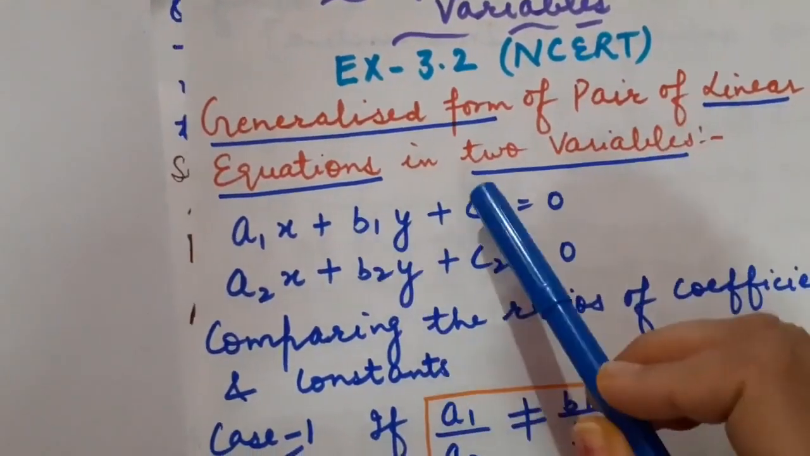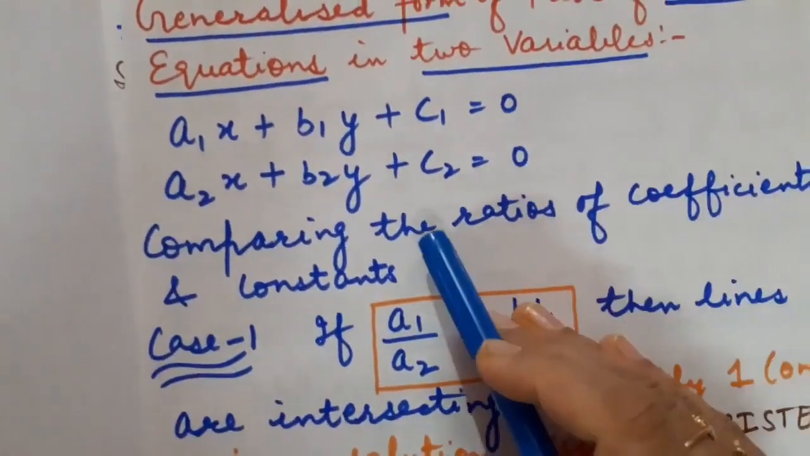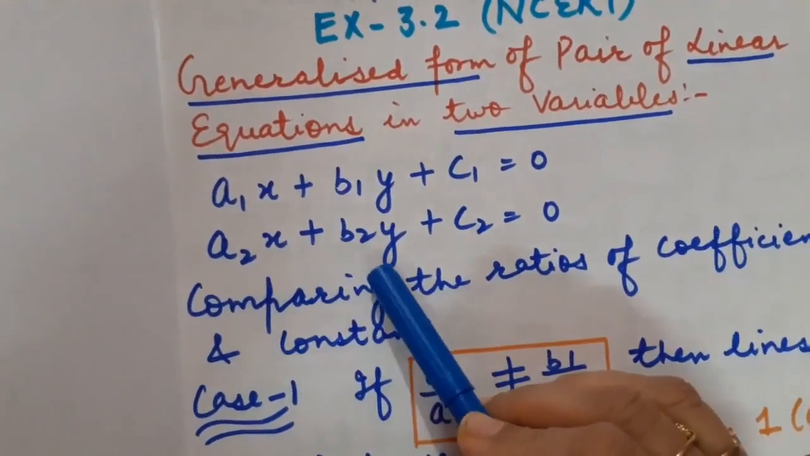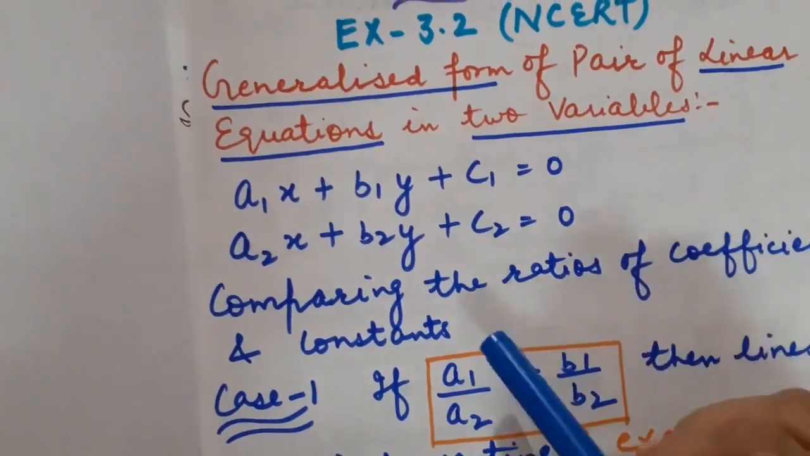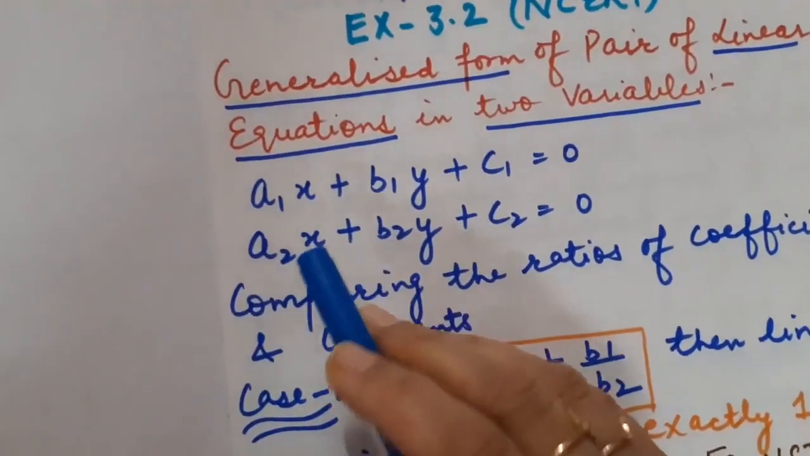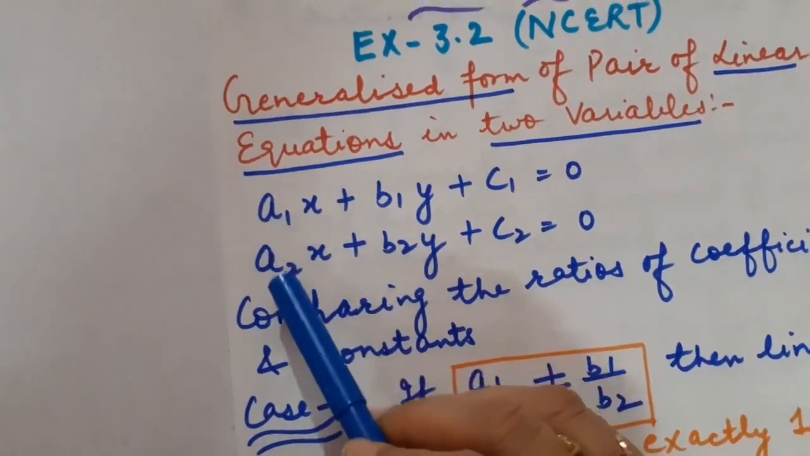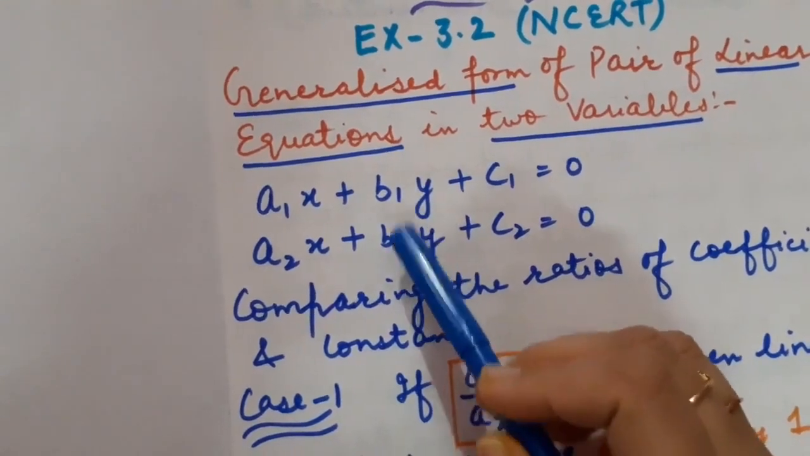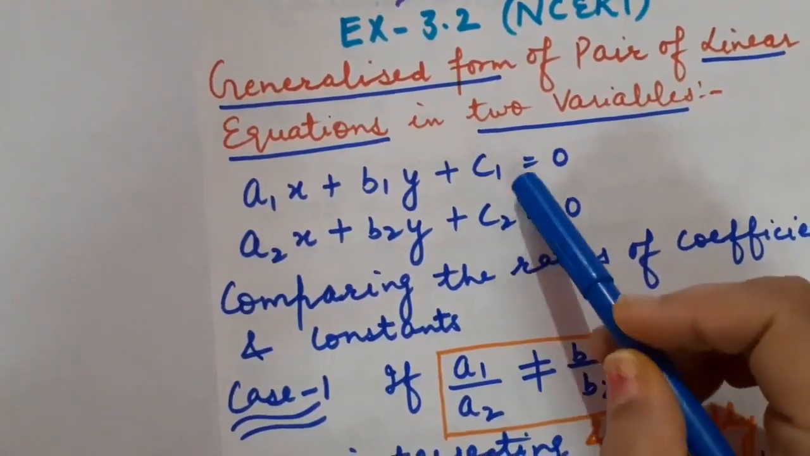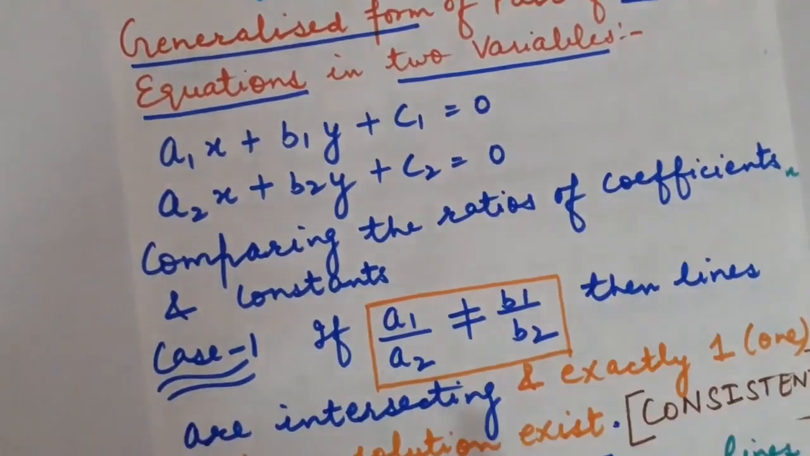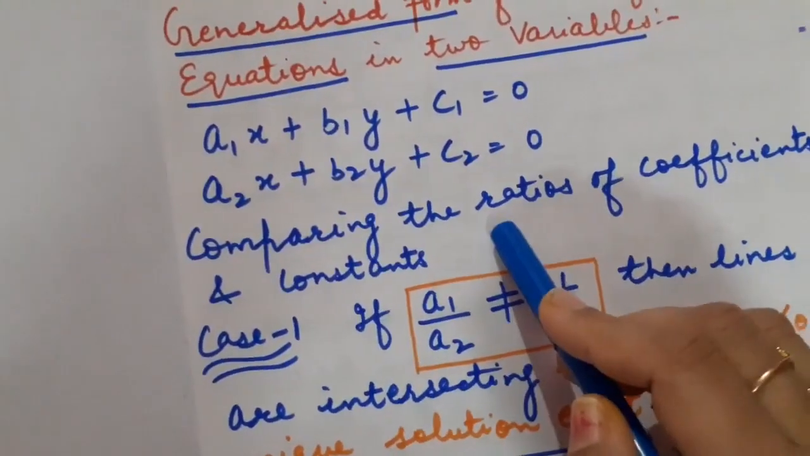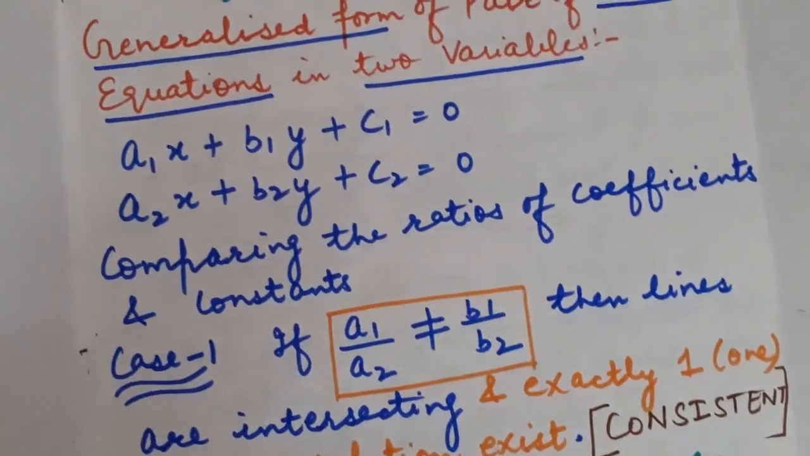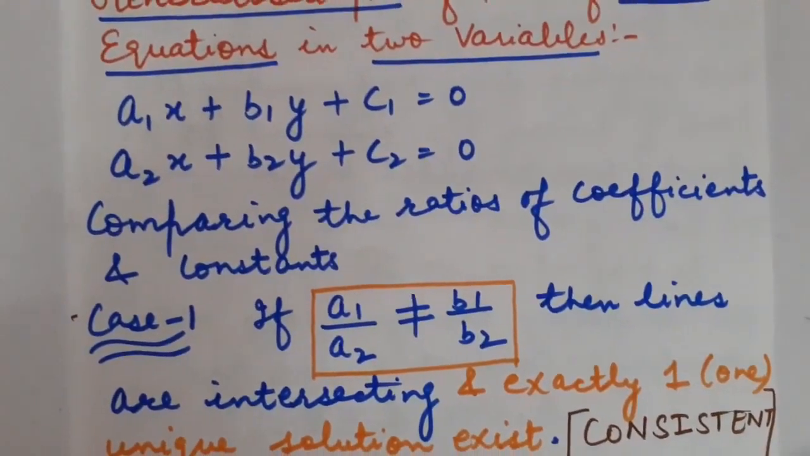Generalized form of a pair of linear equations in two variables. This is written here, children: a1x plus b1y plus c1 is equal to 0, and a2x plus b2y plus c2 is equal to 0. Here, a1 and a2 are the numerical coefficients of variable x, b1 and b2 are the numerical coefficients of y, and c1 and c2 are the constant terms. On the basis of the ratio of these coefficients as well as the constants, we can judge whether the lines will be intersecting, coinciding, or parallel.